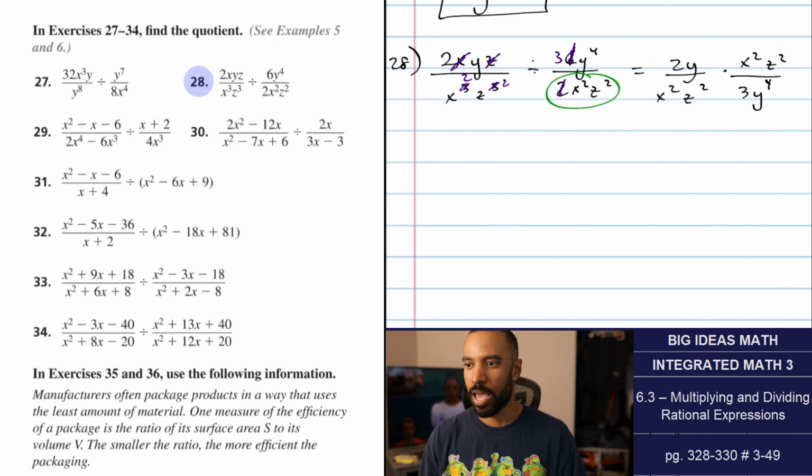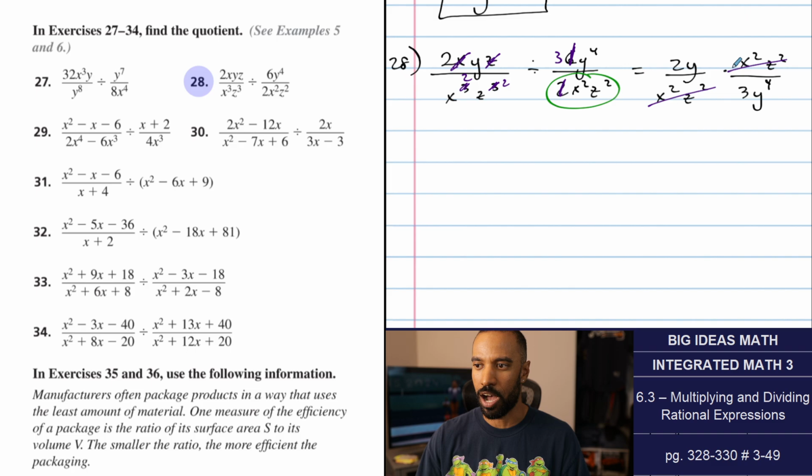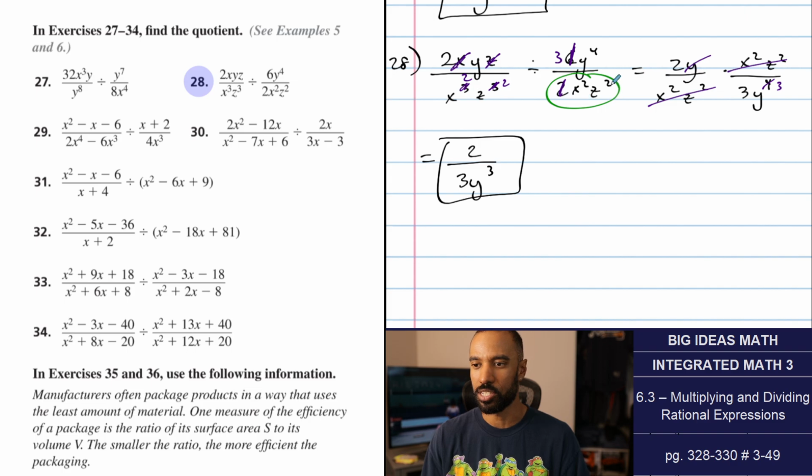Now let's multiply. Well, now this is easy enough. X squared z squared over x squared z squared are gone. And y over y to the fourth, there's a y cubed on the bottom. So I'm left with 2 over 3y cubed. 2 over 3y cubed like that. And there's a lot to take care of here.